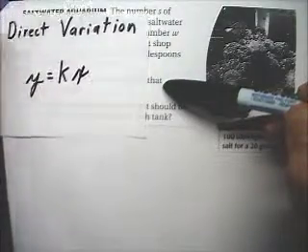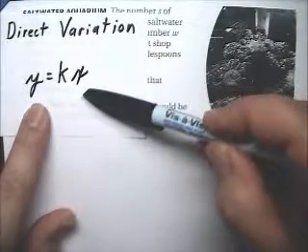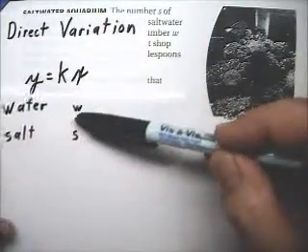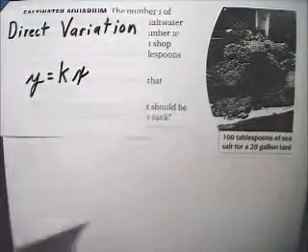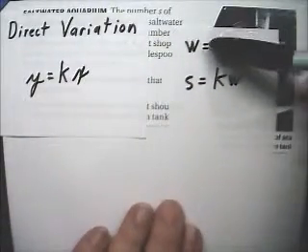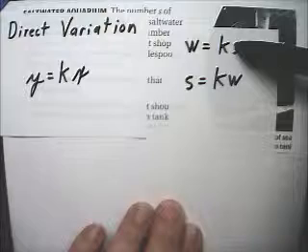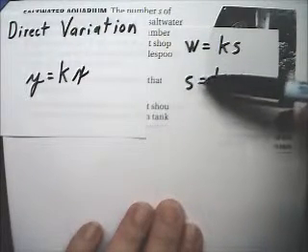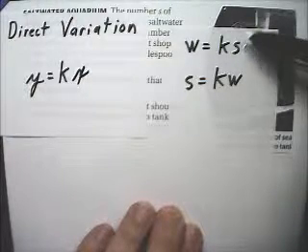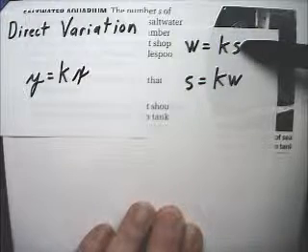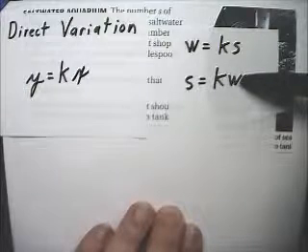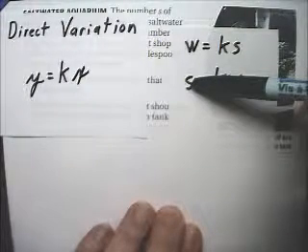So direct variation is going to be in this form, y equals kx. And instead of y and x, we have w and s. We have water and salt. There's two possibilities. One is that w is going to equal ks, or else s is going to equal kw. Now, this equation says that the amount of salt determines how much water. This one says the amount of water determines how much salt.